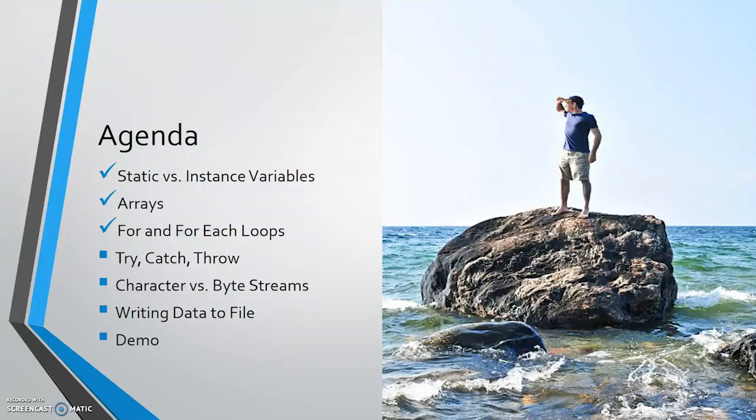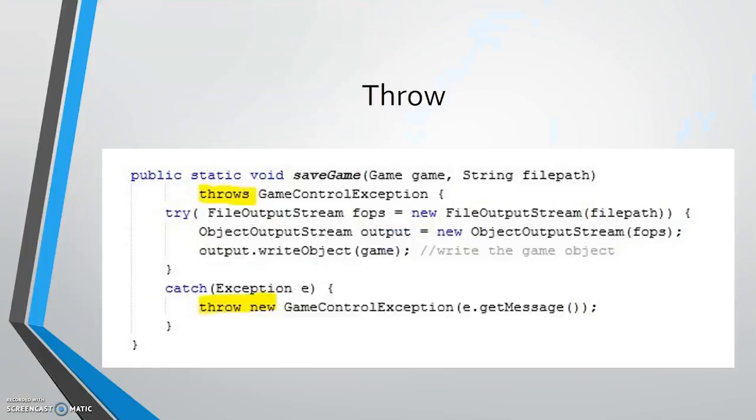All right, the next section that we have is our error handling section. It's our try, catch, throw. And we're going to start out by talking about the throw, which is the exceptions that get thrown. Here we're throwing our game control exceptions. Those are the exceptions that we're using. If there is an exception, it will throw this game control exception to our get message, and that's printed out into an exception file.